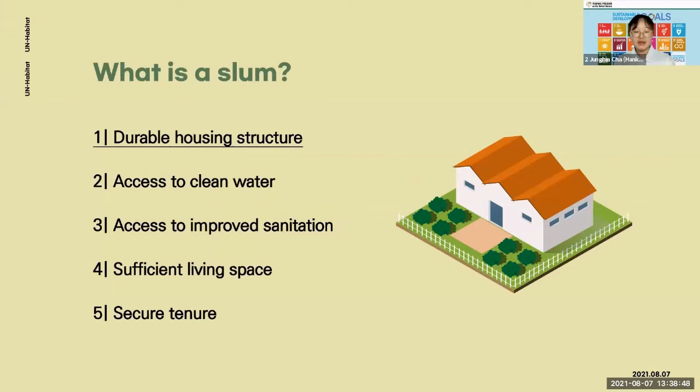UN Habitat defines a slum household as lacking one or more of the following indicators. Number 1, a durable housing structure. A durable housing structure refers to a house that is built on a non-hazardous location and has a permanent and adequate structure able to protect its inhabitants from the extremes of climatic conditions such as rain, heat, cold, and humidity.